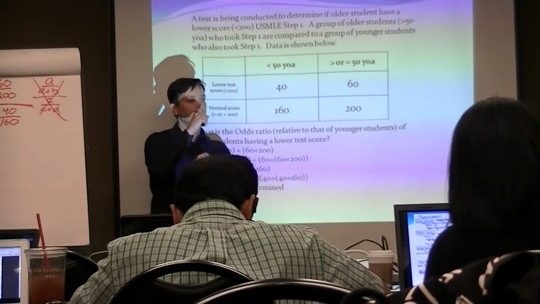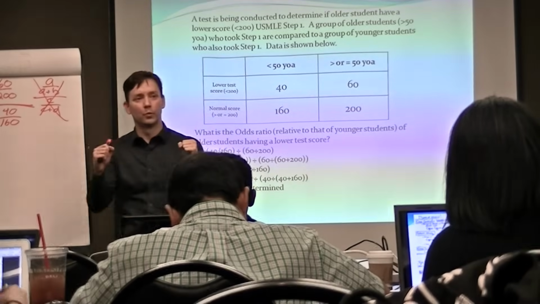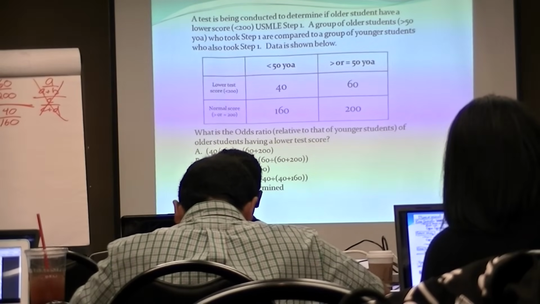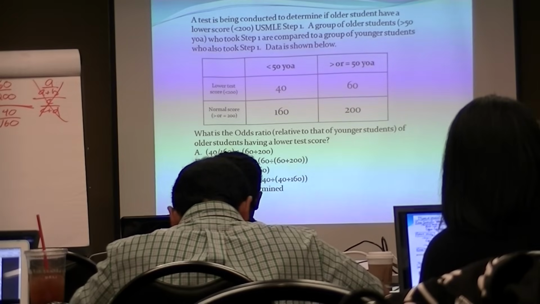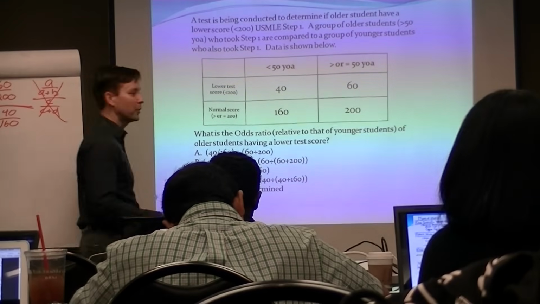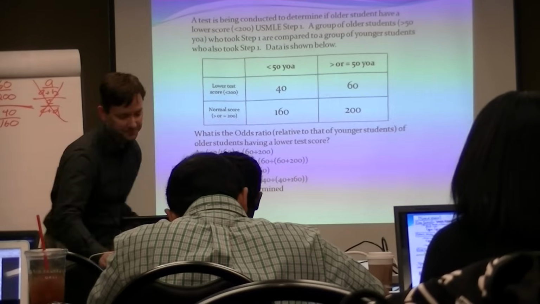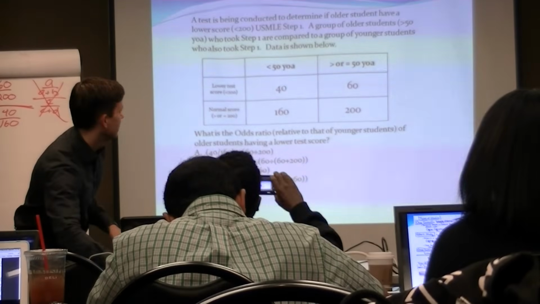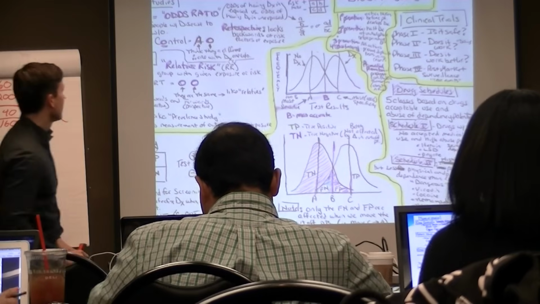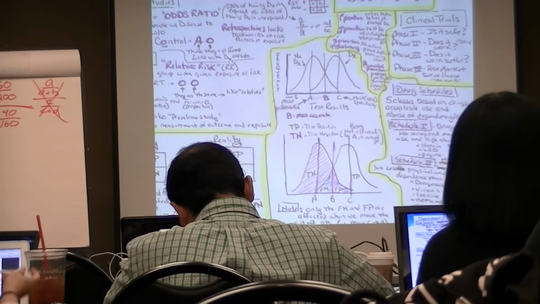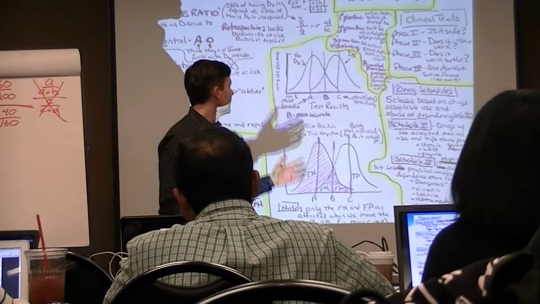Odds ratio, 1 to 1. Relative risk, 1 to 2. Boom. It will not get any harder than that in biostatistics. I promise you. That is the take-home point of them all, right there. Everything else, piece of cake. All right. We good? So far, so good? All right. Here we go.